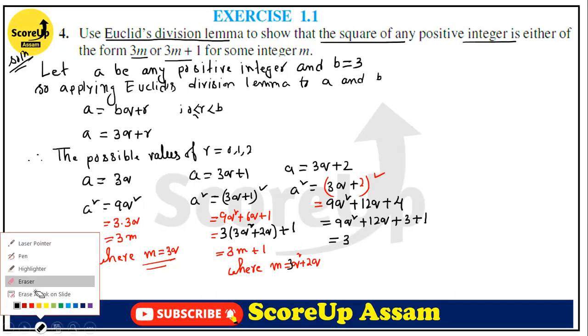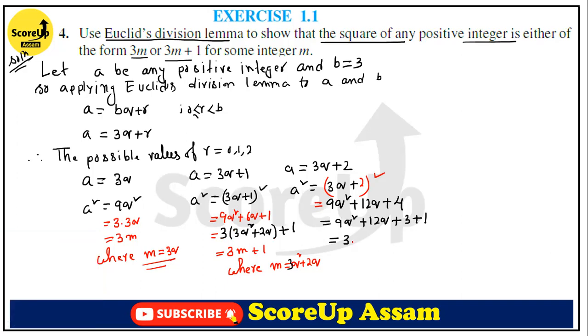So now if we take 3 common, that will be 3(q² + 4q) plus 1 plus 1. Now here this is 3 times m plus 1, where m is equal to what? m is equal to 3q³ + 4q + 1. m is an integer, right? m is an integer.